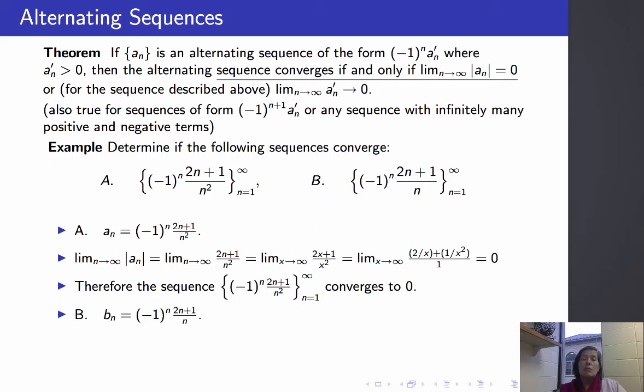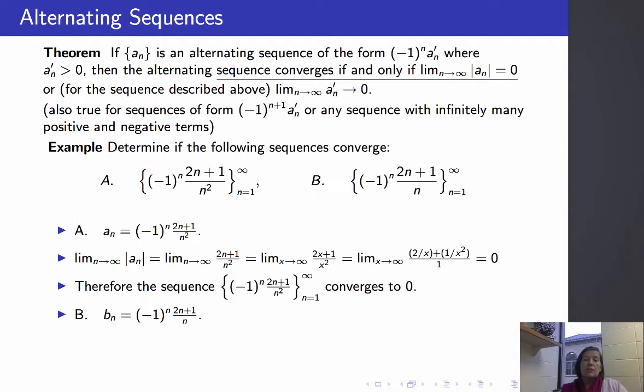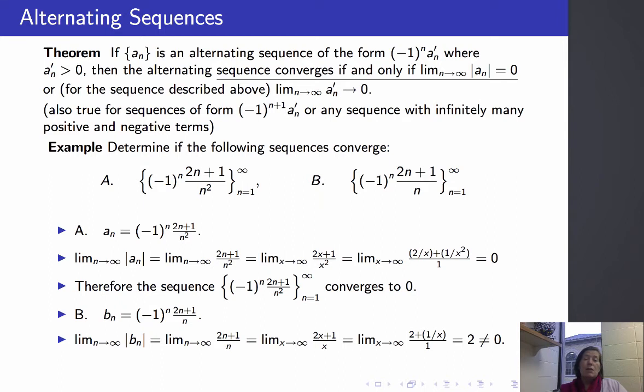Let's check the sequence B. Here b_n is (-1)^n times (2n+1)/n. It's a similar looking sequence, but we'll see that this actually diverges. The theorem says that this converges if and only if the limit as n goes to infinity of the absolute values is 0. And the limit as n goes to infinity of the absolute value of b_n is the limit as n approaches infinity of (2n+1)/n. We can just disregard the (-1)^n here.